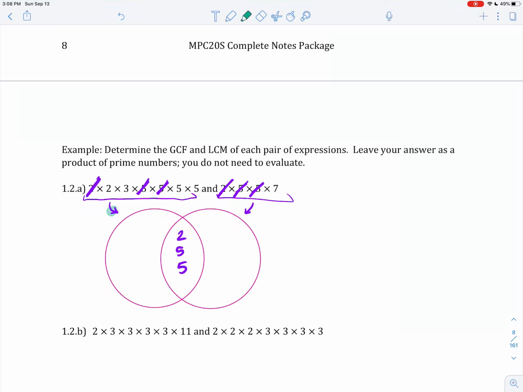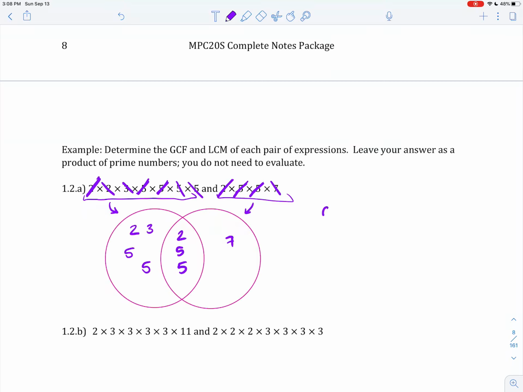To finish off this first circle, relating to this number, I'm just going to include all of the values that are not in the middle. So I'm going to have the 2, the 3, the 5, and the other 5. And for this second number over here, I'm going to fill that circle with what's remaining, which is just this 7.